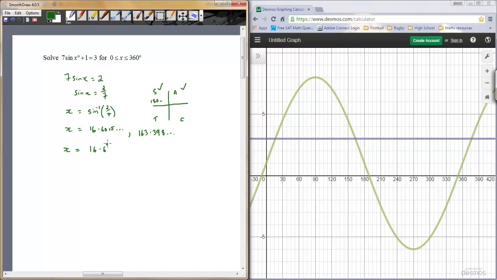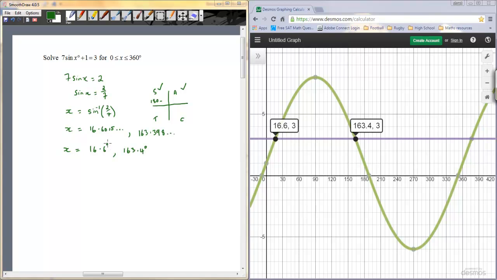Remember, this is an angle we're calculating, and 163.4 degrees. And we can go back to Desmos here where we've got our graph and see if in fact the x coordinate of this point is 16.6, and yeah, just clicking on it there, 16.6, and a height of 3, which is what we expected because we were interested when this graph was 3, and this one here 163.4, which is also what we were expecting.